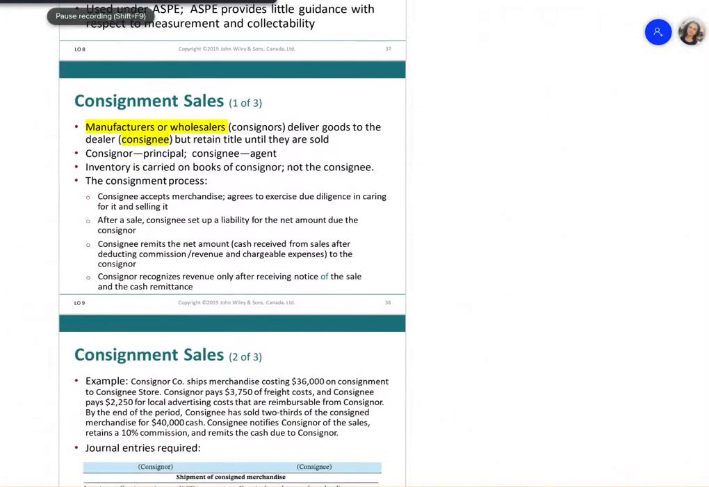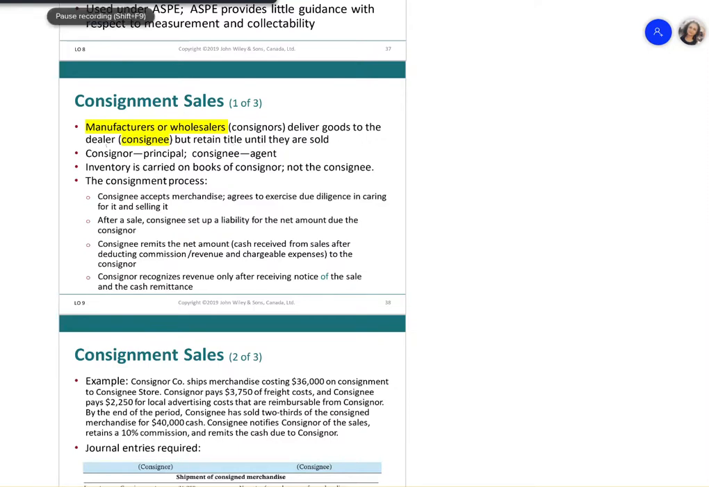This is a consignment sale. Sometimes you have goods, and you make a deal with another company or another store to sell your product on their shelves. Or, for example, you're selling their products on your shelves. In this case, they are called consignment sales. The manufacturer or wholesaler, the consignor, delivers goods to the dealer, the consignee, but retains title until they are sold.